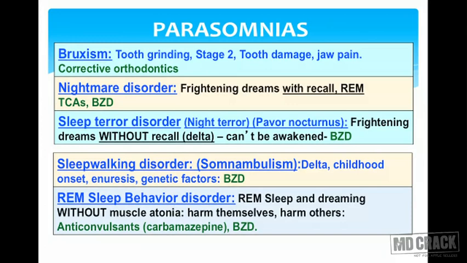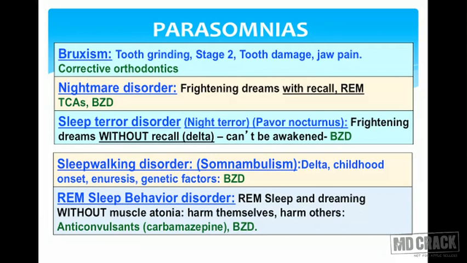The last row is REM sleep behavior disorder. What is this? This is REM sleep and dreaming without muscle atonia. Normally you are supposed to get the atonia in the muscle, but in this there is no muscle atonia. And the result can be, because the muscles have got a lot of tone, this patient can harm itself. So the patients may harm themselves, or the patient may harm others. This is going to be a dangerous phenomenon. That's called REM sleep behavior disorder, where there is no muscle atonia. The drugs useful may be anticonvulsant drugs like carbamazepine and of course benzodiazepine.